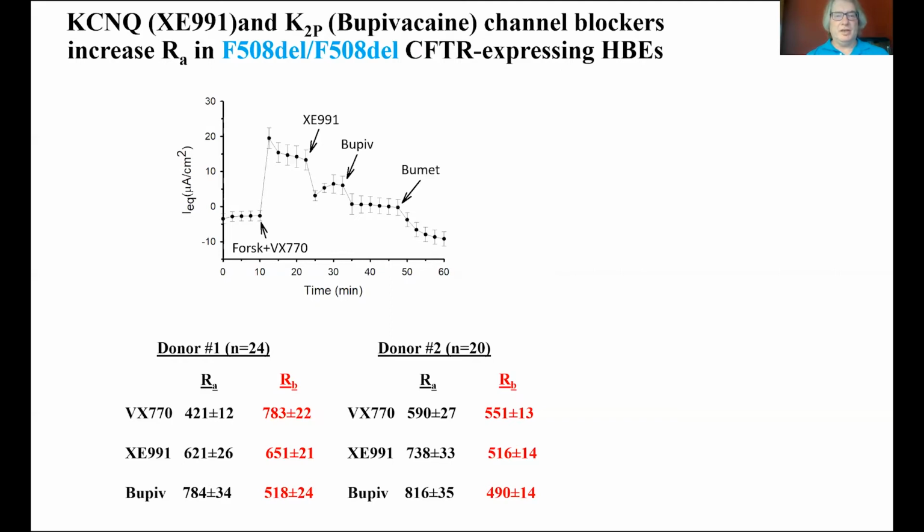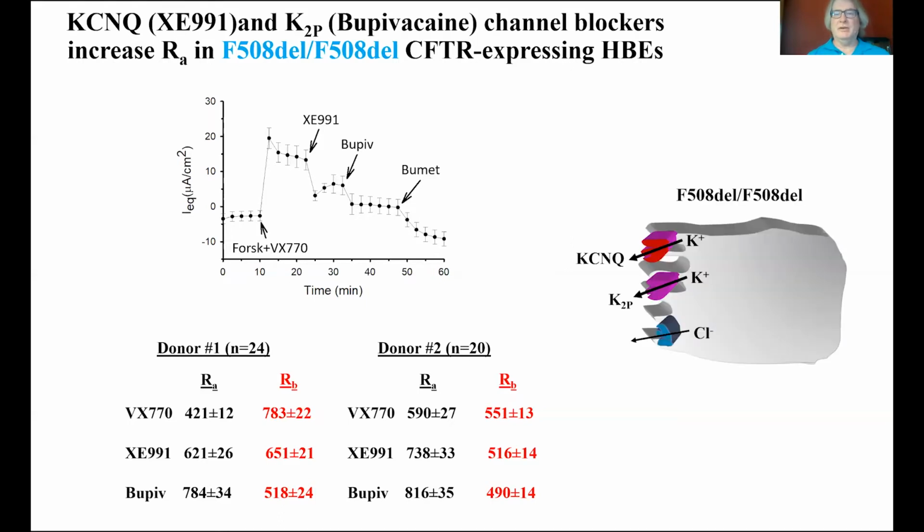But in any event, a decrease in resistance on the basal membrane cannot account for the inhibition of current that we observed. So based on that, we conclude that the KCNQ and K2P channels are actually located functionally in the apical membrane in F508del homozygous CFTR-expressing human bronchial epithelial cells, in stark contrast to what we observed in the wild-type CFTR-expressing cells. I should say we did these experiments in addition with C17 as a corrector.